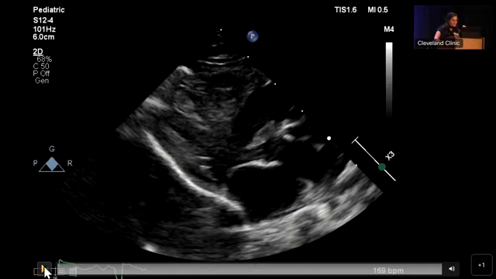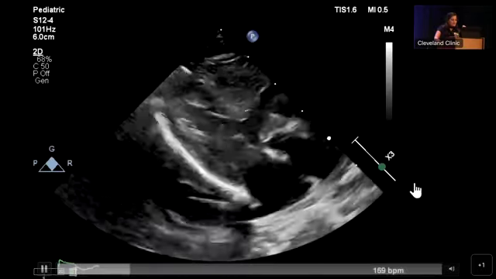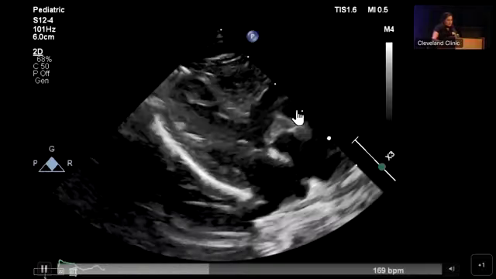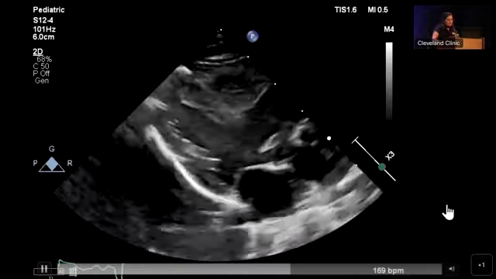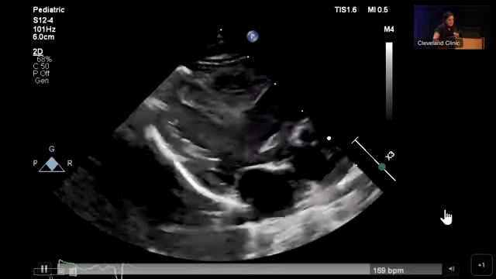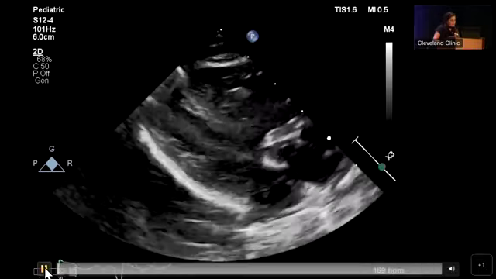Okay, and then in this parasternal long axis view, you can see the VSD pathway, but I think you can also appreciate the discrepancy in the size differences between the semilunar valves.